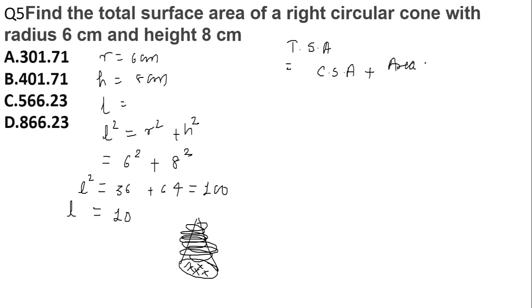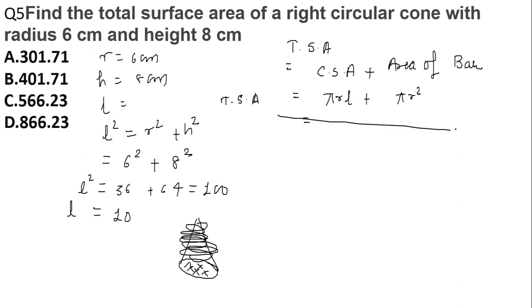We are including both the areas, the area of the circular base plus the curved surface area. So what is the curved surface area? We have seen the formula, that is pi rl plus the area of the circular base. We know the area of the circle is pi r square. So pi rl plus pi r square will give us the total surface area. Got it? Insert the values in this formula and we'll get the value of the total surface area.